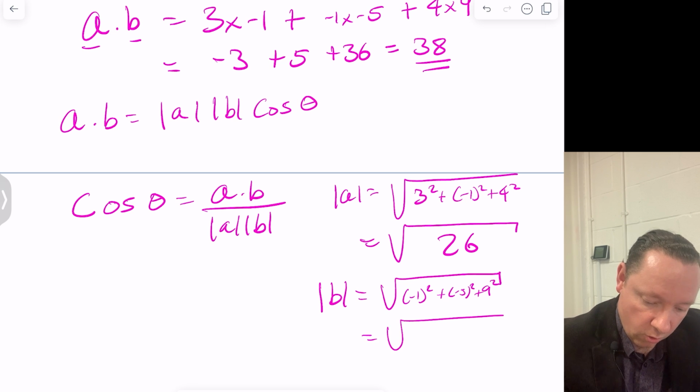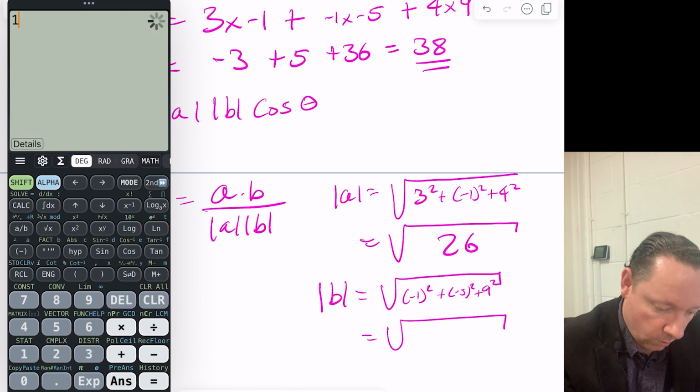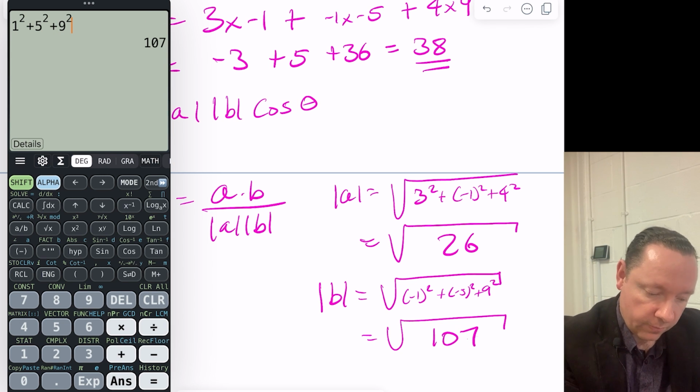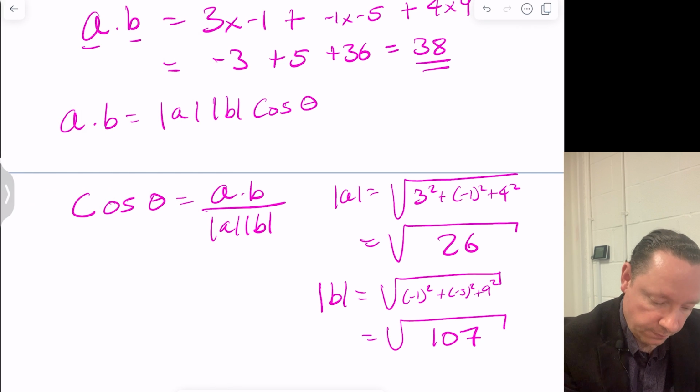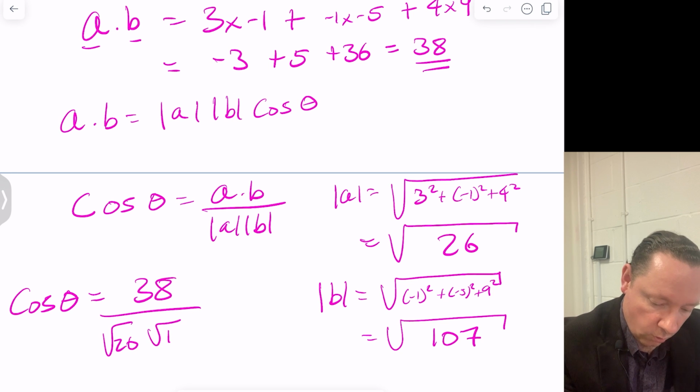That's the square root of 1 squared plus 5 squared plus 9 squared. I can't be bothered to simplify, that's the whole point of a calculator. We don't need to worry about the minus because a minus squared is a plus. That's 107. So now cos theta equals 38, that's A dot B, over root 26 times root 107.